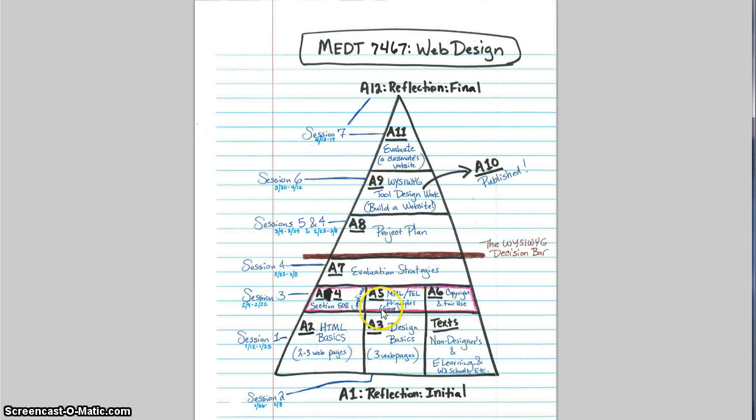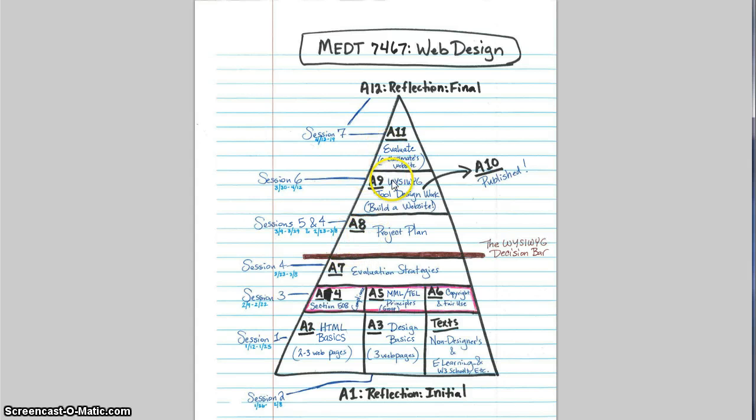So we get some technical stuff down here in the bottom level, then we learn some rules, guidelines, and principles, and then from there, session 3's stuff feeds into session 4, where you do a couple things. You're going to work on this A7 evaluation strategies assignment, and you're going to start working on a project plan to build a website. So this is like the project plan for the big project of the class. And pretty much from A7 on out, it's all about this big project.